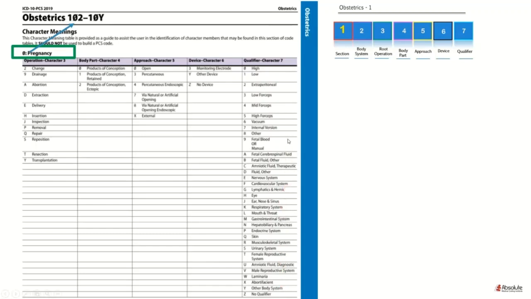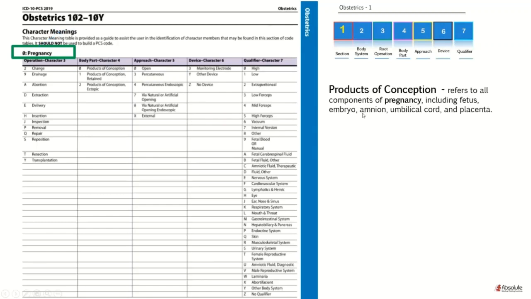Now we've spoken about all of the values of an obstetrics PCS code. Now let's define products of conception. Remember, the products of conception is what you'll be coding for. And what is a product of conception? Well, that refers to all components of the pregnancy, including the fetus, embryo, amnion, umbilical cord, and placenta.